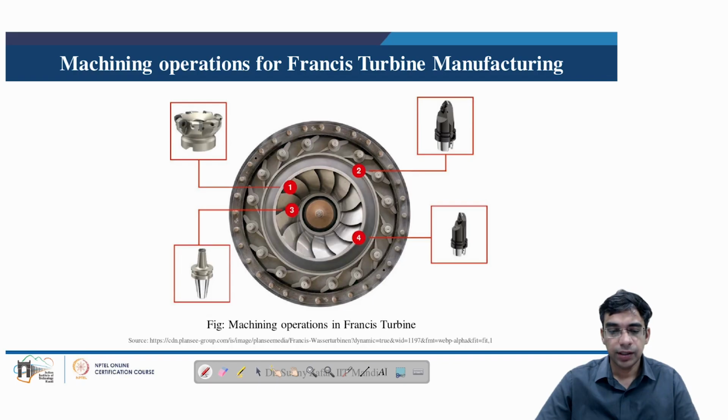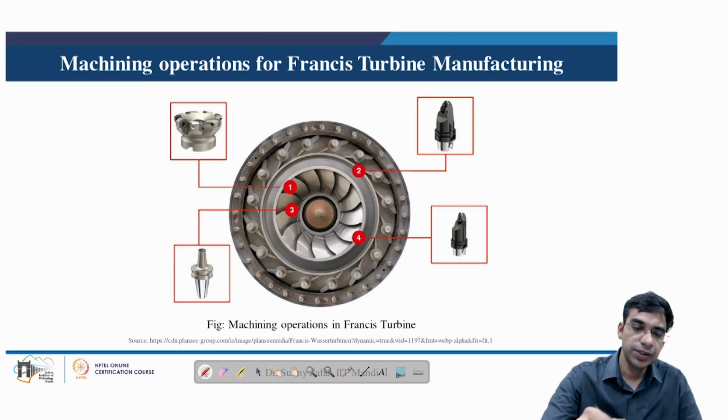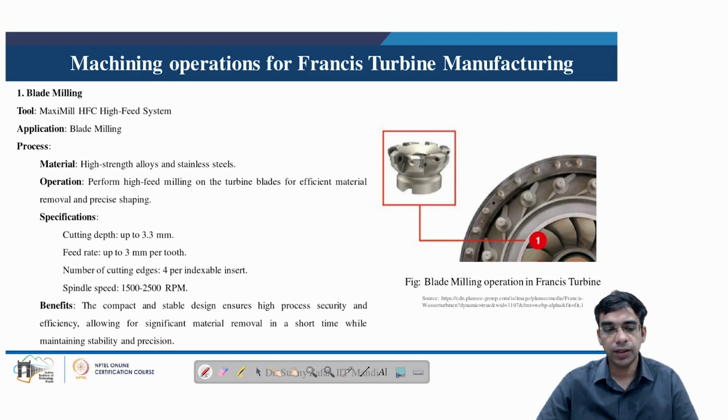Next, we see the use of machining processes in the case of Francis turbine. Francis turbine is by far the most popular hydro turbine. It is a reaction based hydro turbine and is widely used in several hydropower plants. In the case of Francis turbine, the machining operations again involve blade milling, where the maximal blade is used to mill the blades made up of high strength alloy steels and stainless steel.